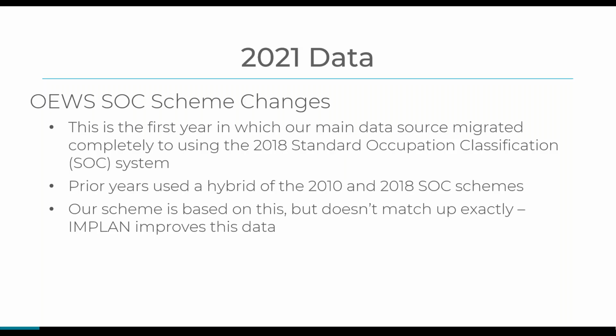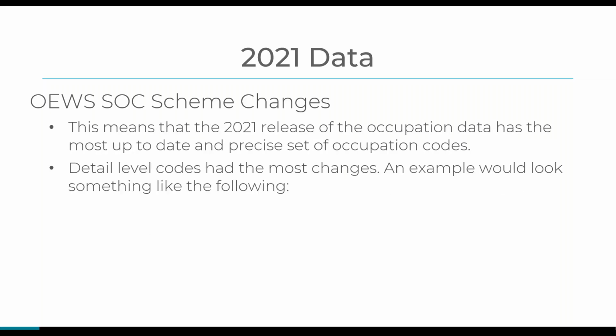That changes when the source data changes, and we do that in order to include the maximum allowed amount of granularity that is available. So this means that the 2021 release of the occupation data is going to have the most up-to-date and precise set of occupation codes yet. It is the most recent set. It expanded the total number of occupation codes that are available. So this set is going to have the greatest precision of any occupation data set yet.